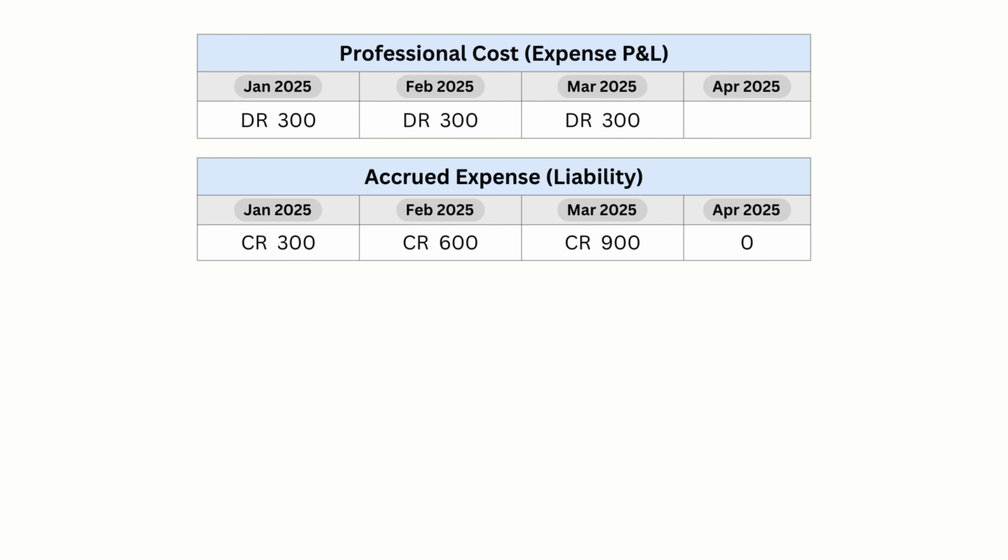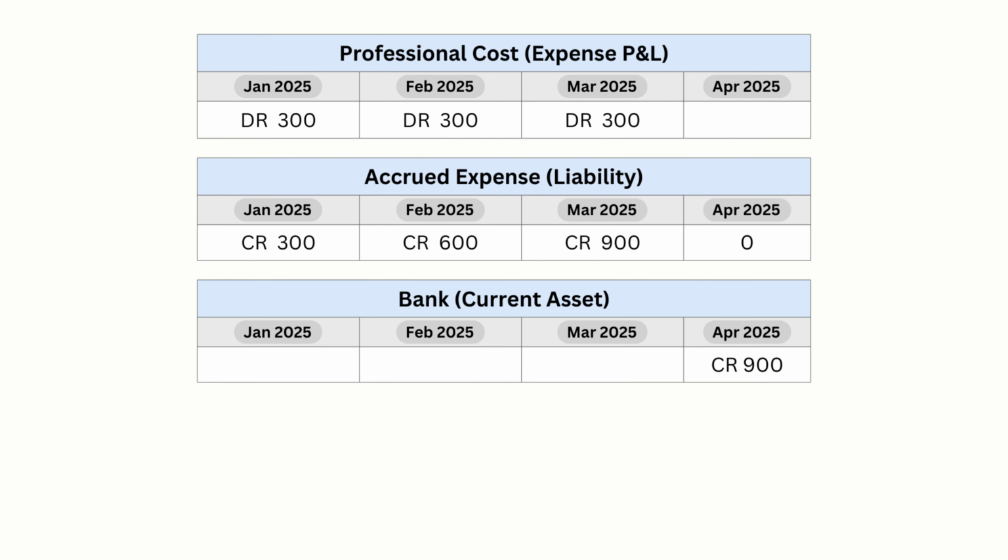Now let's look at the accrued expense, which is a liability on the balance sheet. In January, the accrued expense is £300. In February, it increases to £600 because another month of cost has been incurred. In March, it increases again to £900, which represents the total amount owed. In April, the accrued expense balance goes back to zero because the invoice is received.